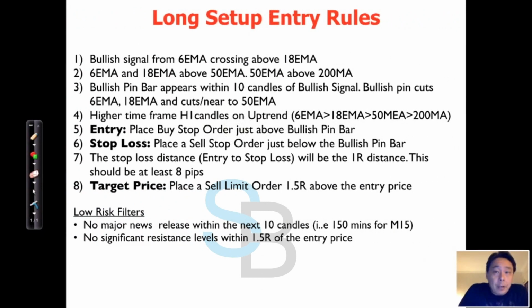Let's look at the specific long setup entry rules. Here are the rules. You've got to follow the rules strictly. First, we want to see a bullish signal from the 6 EMA crossing above the 18 EMA. Check. When that happens, ideally we want to see a very clear uptrend, so the 6 and 18 EMA are above the 50 moving average, and the 50 ideally above the 200 moving average. Clear uptrend.